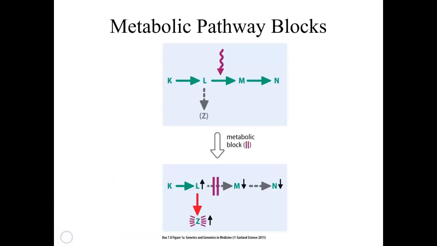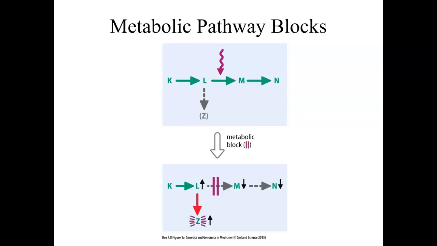The last little thing I want to talk about here would be metabolic pathway blocks, where some kind of mutation occurs, typically in some sort of enzyme. You can see here K, L, M, N. K, L, M, N are the substrates, and the arrows would be the enzymes that would convert K to L and L to M. You get the idea.